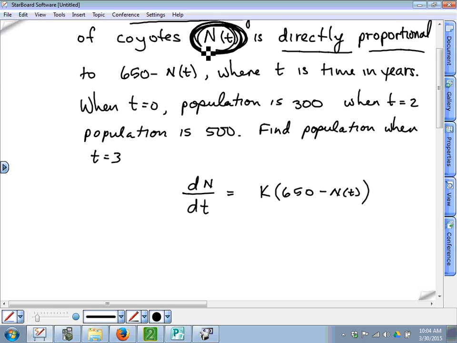Hey, we've got to find N of t and then plug in a 3 to that. That's the point of this problem. We've got to find out what N of t is, and then we can plug in a 3 into that. That'll give us the population. Isn't this just N prime? How do you find N if you know N prime? You integrate, but the problem is you'd first have to move dt over here.